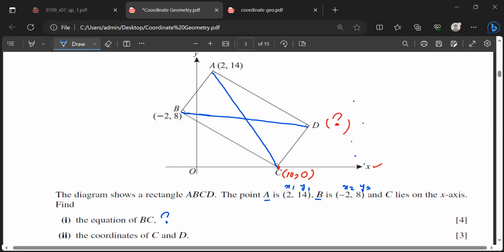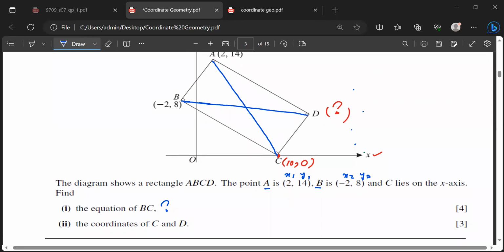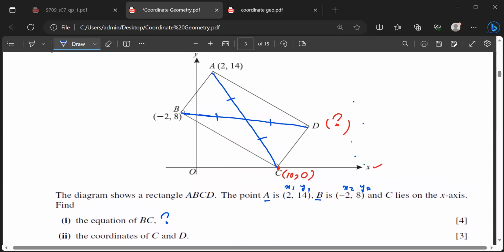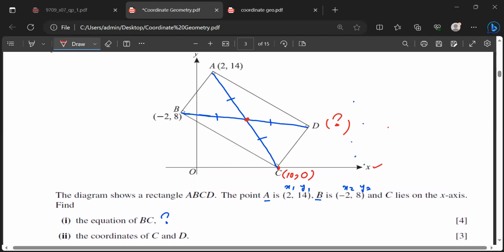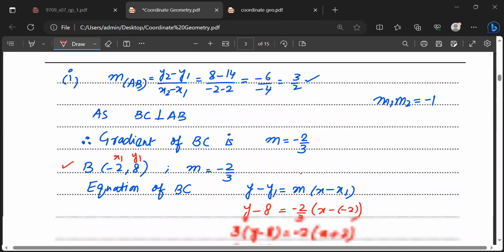There is a property for the rectangle that the diagonals bisect each other. So these two are equal and these two are equal. The diagonals are of equal length and they bisect each other. So the midpoint of the diagonal AC is also the midpoint of the diagonal BD. With the help of A and C, you can find the coordinates of this point, which is the midpoint of AC as well as of BD. Let us find the midpoint.